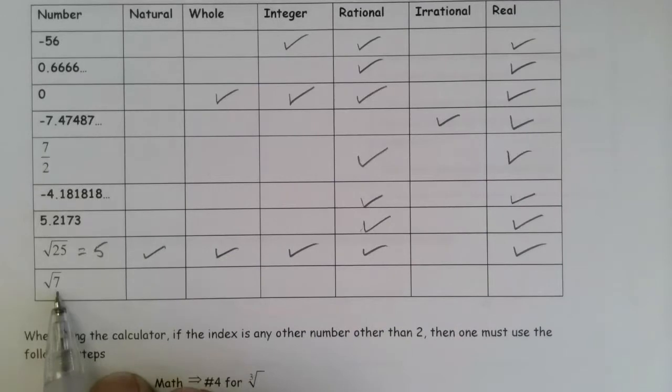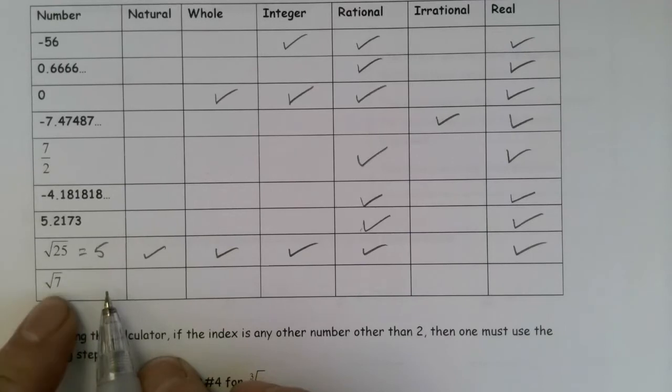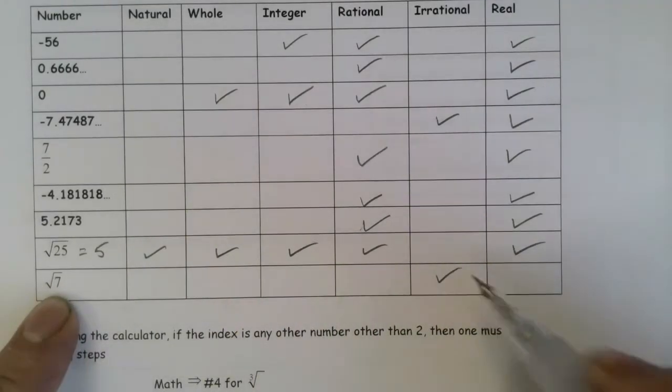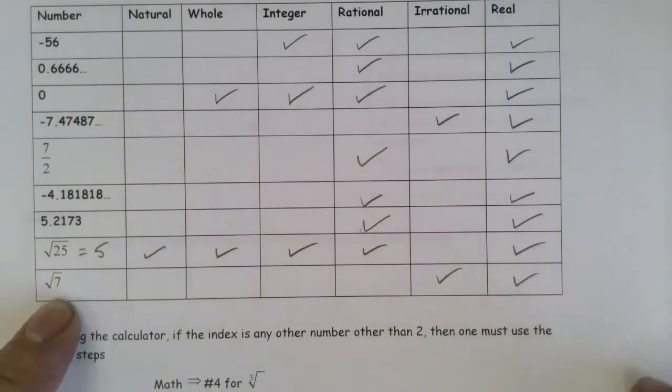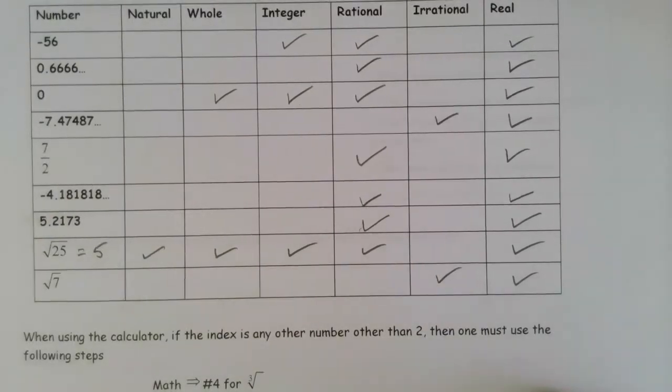Now, the square root of 7, on the other hand, well, 7 is not a perfect square. And so when we were talking about this before, when that's the case, I am going to get a non-repeating, non-terminating decimal, which puts that as an irrational. And again, it would still be considered a real number. Okay, so there you go.